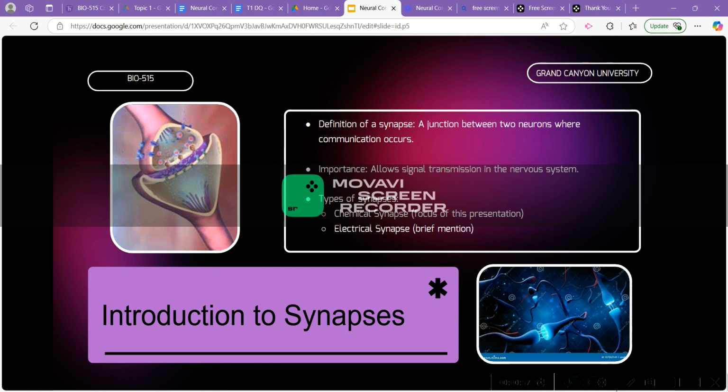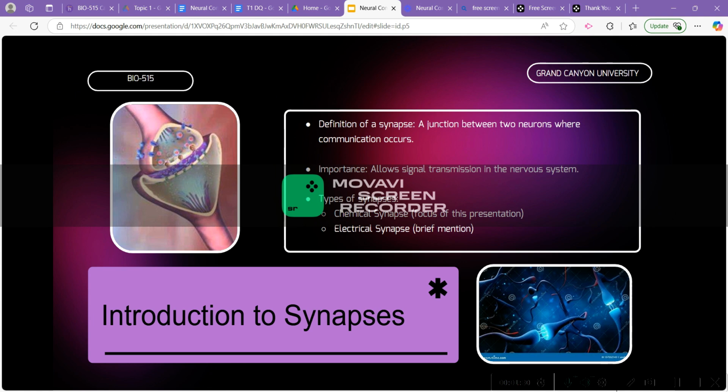Chemical synapses, which are the focus of this presentation, rely on neurotransmitter release to transmit signals between neurons. When the action potential reaches the presynaptic terminal, neurotransmitters are released into the synaptic cleft, where they bind to receptors on the postsynaptic neuron, leading to either excitation or inhibition of the receiving neuron. Chemical synapses allow for greater flexibility in neural signaling and are the predominant type in the human nervous system.